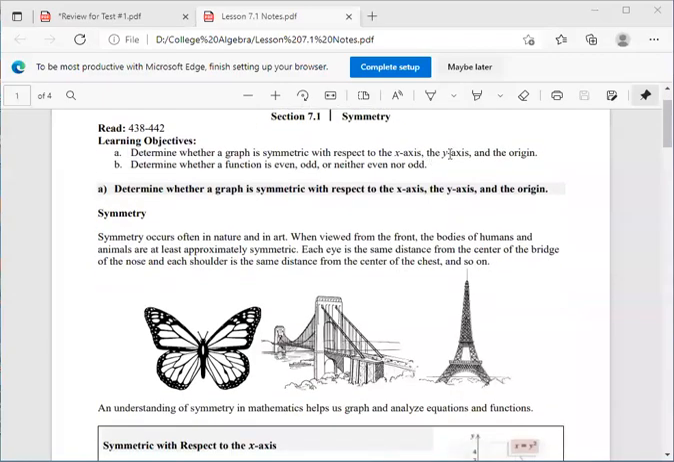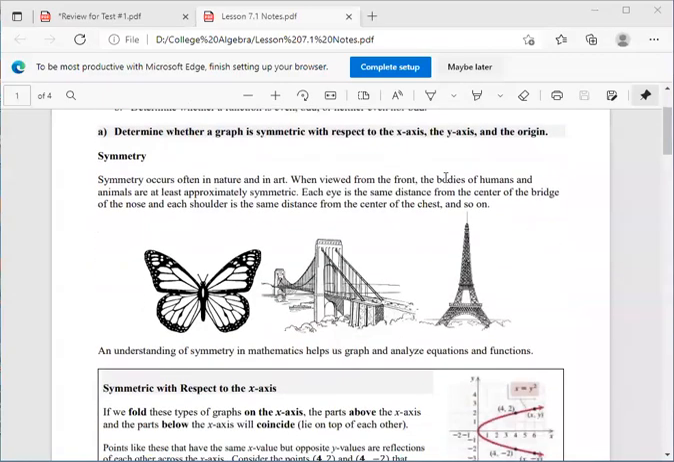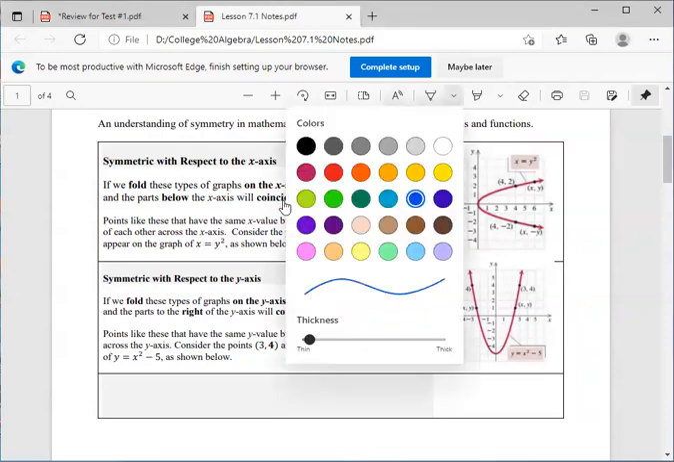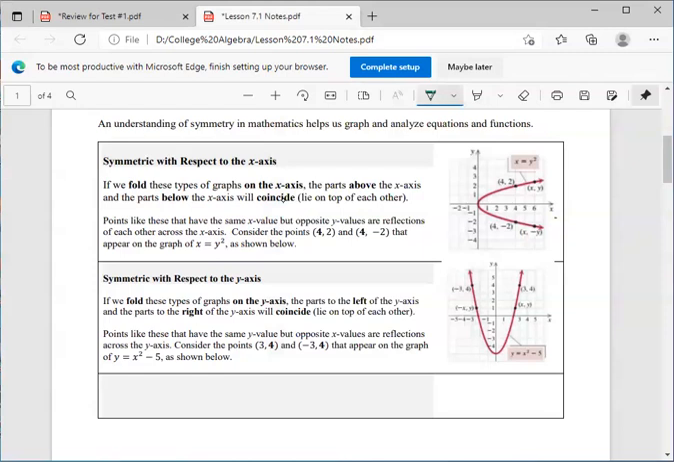7.1 is talking about symmetry. Okay, this is the important part here. So if we fold these types of graphs on the x-axis, the parts above the x-axis and the parts below the x-axis will coincide. So you can see right here that if we fold this on the x-axis, this point would end up being on top of this point.